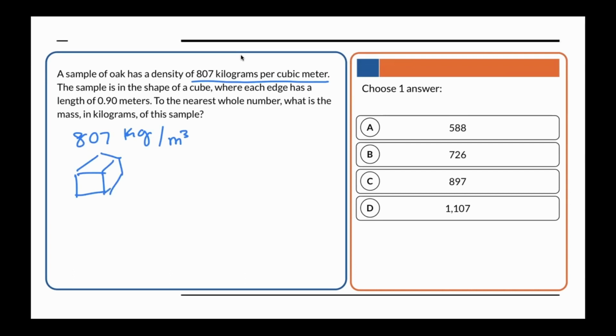I forgot how to draw a cube. There we go. That's a cube, where each edge has a length of 0.90 meters. To the nearest whole number, what is the mass in kilograms of the sample?